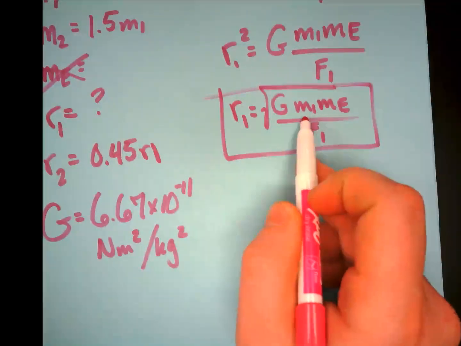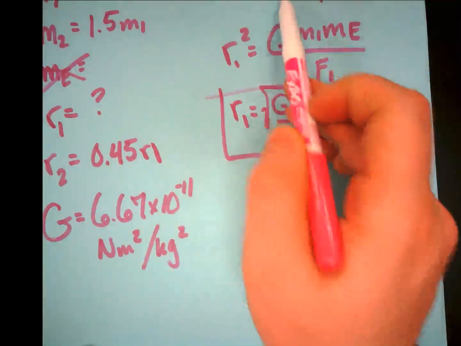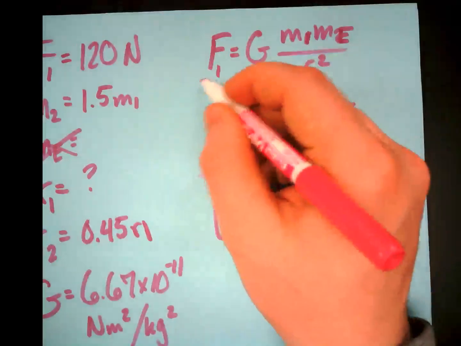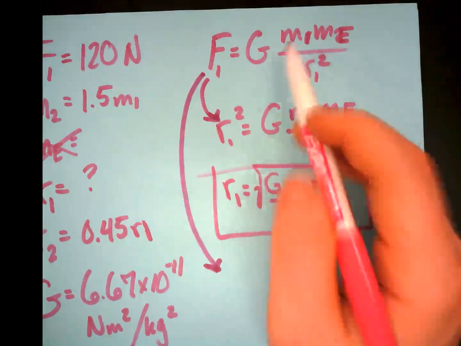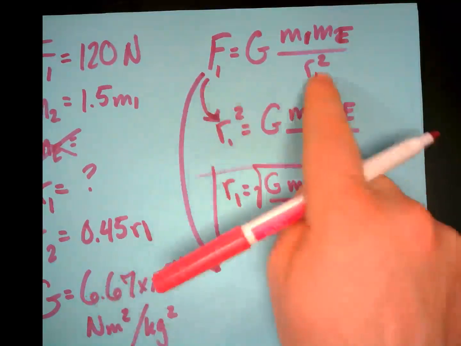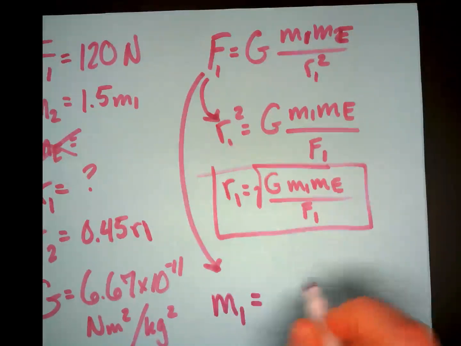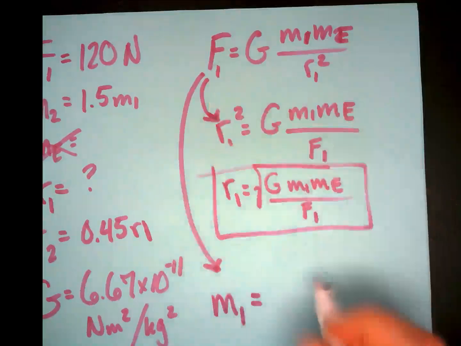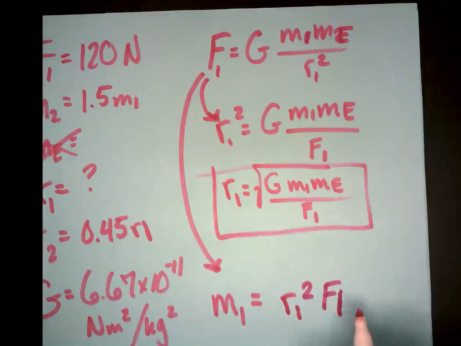Well, we don't have M1, but let's still solve for it. It's the same way we did here. Using this formula that we just used up here, we're also going to use it down here to find M1. In order to find M1, we've got to get M1 all by itself. So M1 is equal to, first I'm going to multiply my radius R1 squared by the force of our first object, F1, and then divide by the mass of the Earth times big G.